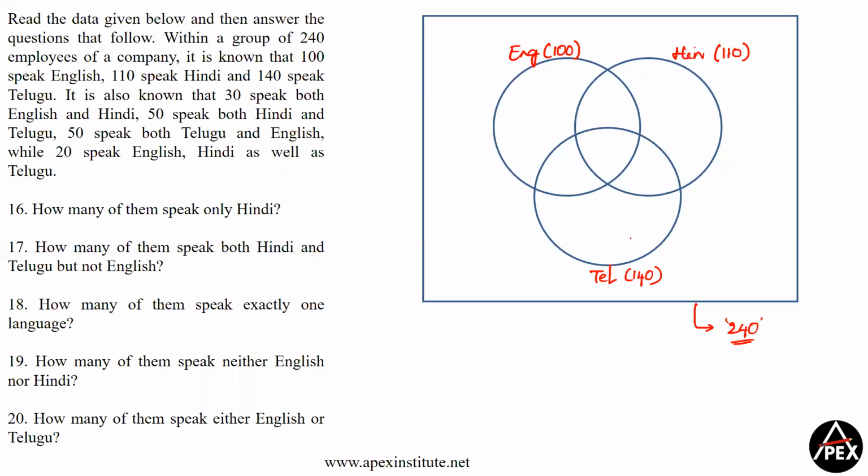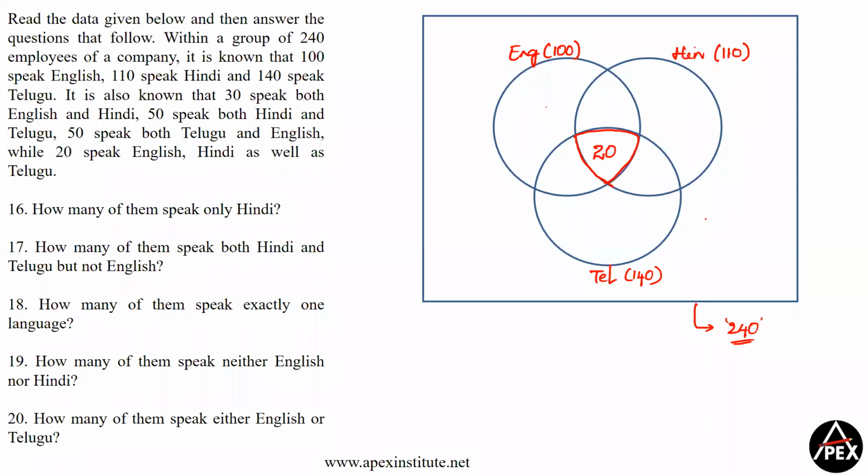So with which statement should I start this set? With which value? With the region common to all the 3 languages. So this is the region common to all the 3 languages, and it is given that 20 speak English, Hindi as well as Telugu. So we have 20 employees in this region.